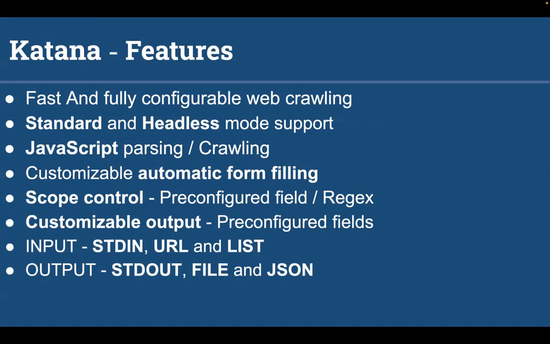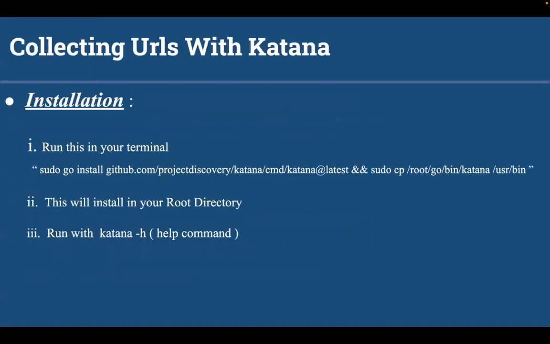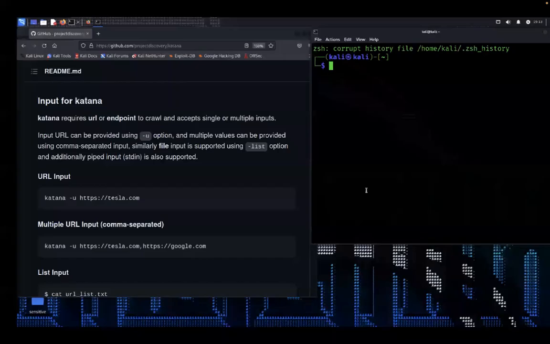First, we have to install Katana in our Linux distribution. I'm using Kali Linux. You can use other distributions as well. Installation is very simple. You can copy this command and run it in your terminal. After the installation, using the help command, you can check whether it is installed or not. So I'm going to show you how to install this and use Katana.